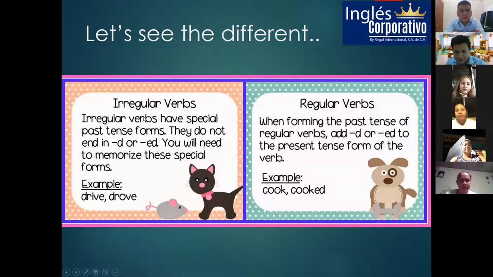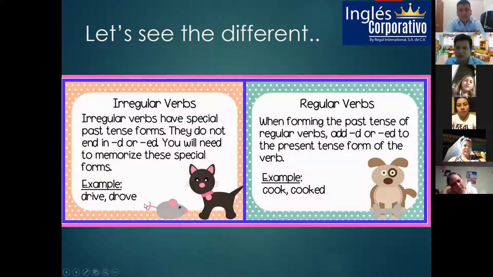Okay, Wilfredo, can you help me to read the definition of irregular verbs? Irregular verbs have special past tense forms. They do not end in D or ED. You will need to memorize this special form. Example, drive, drop. Very nice.